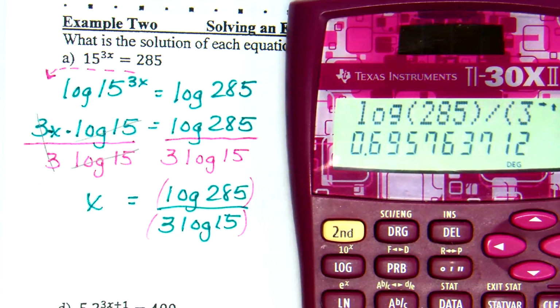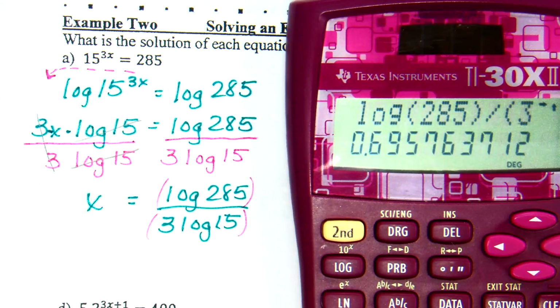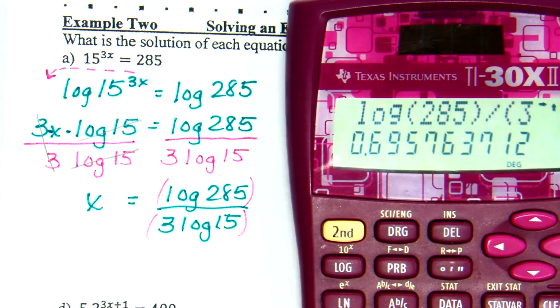Now, direction said to round to the nearest thousandth, but yet in my answer key, I have 4 decimal places. I wonder if I did that because homework does that. Why did I do that? I don't remember. Okay, let's go 4 decimal places. That's what my answer key has. I'm wondering if that's what homework does. What is 4 decimal places?